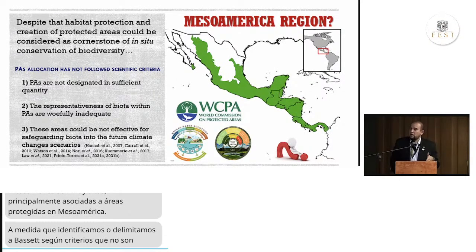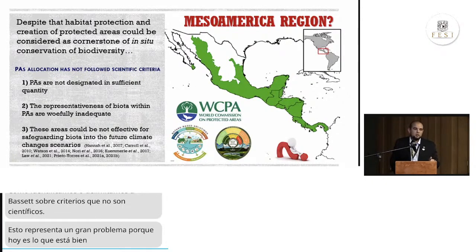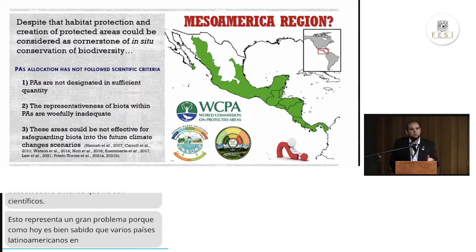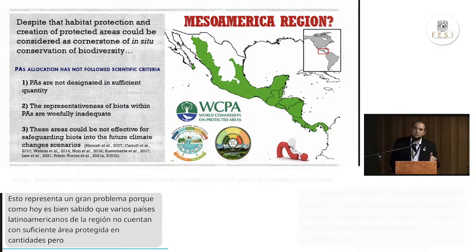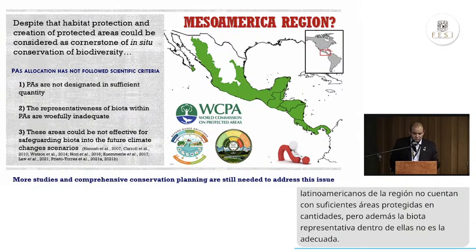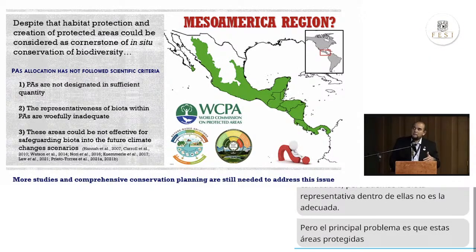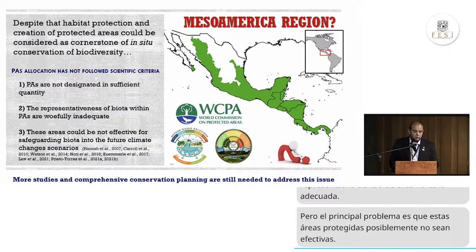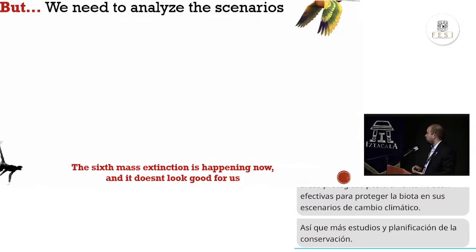This represents a big problem because today it is well known that several Latin American countries in the region do not have sufficient protected area in quantity, but also the representative biota within is not adequate. But the main problem is that these protected areas may not be effective to protect the biota under climate change scenarios. So more studies and conservation planning are very much needed to address this problem.